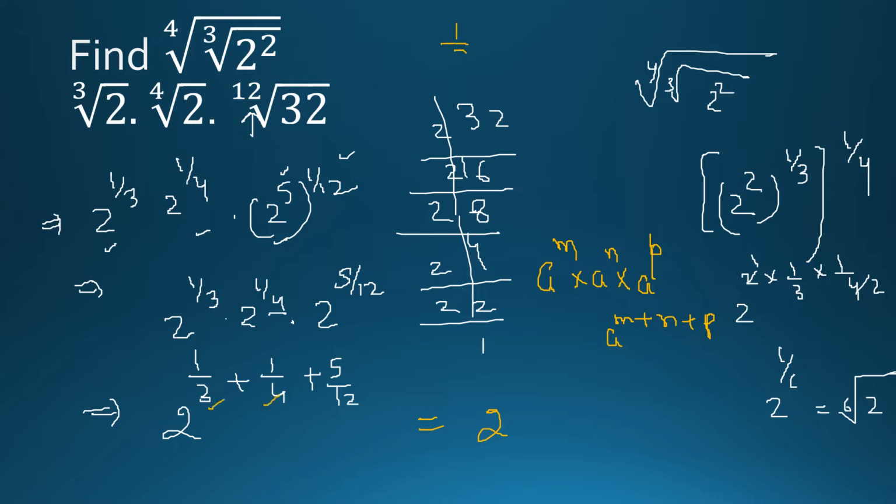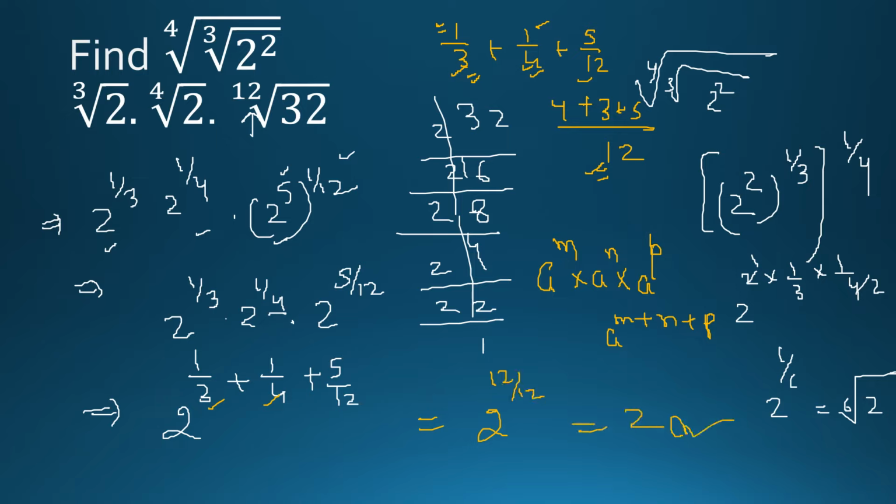You know how to solve, how to add rational numbers. LCM of 3, 4 and 12 is 12. Now 3 fours are 12. So multiply 4 by 1. 4 threes are 12. So 3 ones are 3. And then 5. So 4 and 3 and 5, 12 by 12. That is 1. And that is, you are left with 2 as answer. Clear?